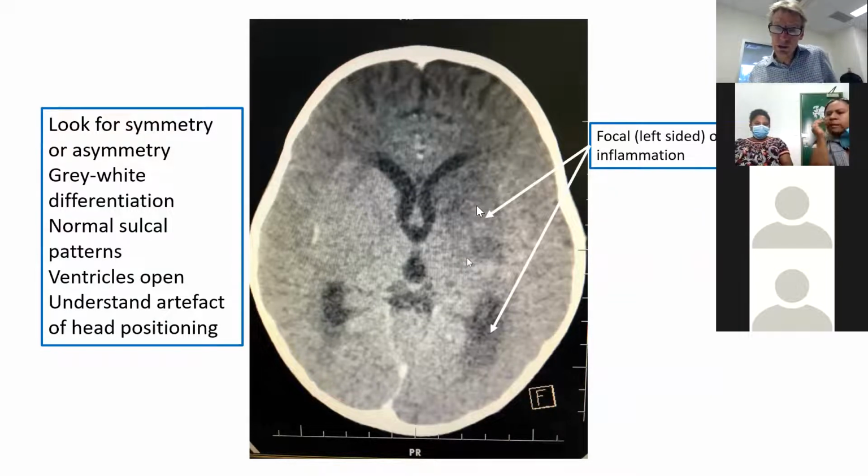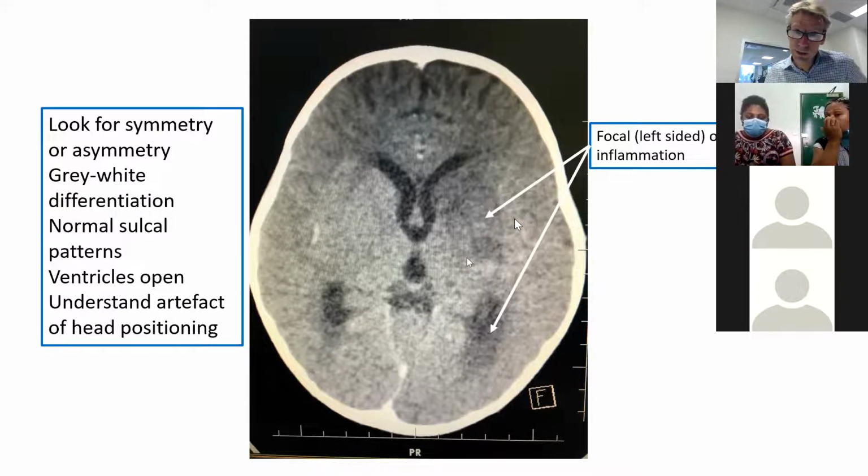And this young girl, she presented just last week or the week before, and she had a left-sided inflammation or edema, all right? And so from that, she couldn't move her right side, okay? So this was a form of meningitis or probably TB meningitis. I hope you can see that. If you can't, don't worry, but the main thing is you look for asymmetry, symmetry or asymmetry. The left side should look like the right side, okay?